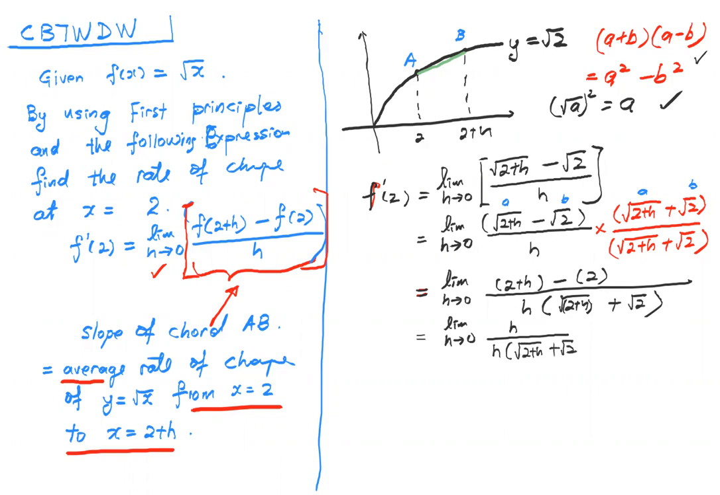So now h, we know h cannot be 0, correct? h approaches 0 but cannot be 0. So I can cancel it out. So now I have simplified it. So I can write down limit h tends towards 0, 1 over square root of 2 plus h plus square root of 2. So after I have taken the limit, as h approaches 0, square root of 2 plus h will approach square root of 2. Am I right?